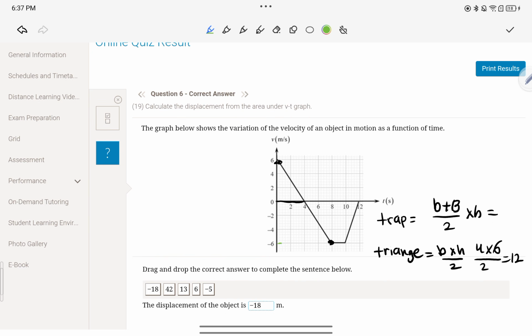The height is negative 6. The small base is between 8 and 10, so 2, plus big base between 4 and 12, so 8, over 2 times the height, which is negative 8. Okay, now your answer would be negative 30, I think. Yeah. So now we add both of them, negative 30 plus 12 equals negative 18.